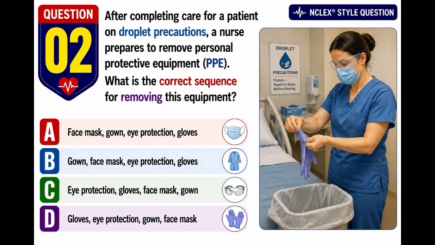After completing care for a patient on droplet precautions, a nurse prepares to remove personal protective equipment. What is the correct sequence for removing PPE? Option A, face mask, gown, eye protection, gloves. Option B, gown, face mask, eye protection, gloves. Option C, eye protection, gloves, face mask, gown. Option D, gloves, eye protection, gown, face mask.